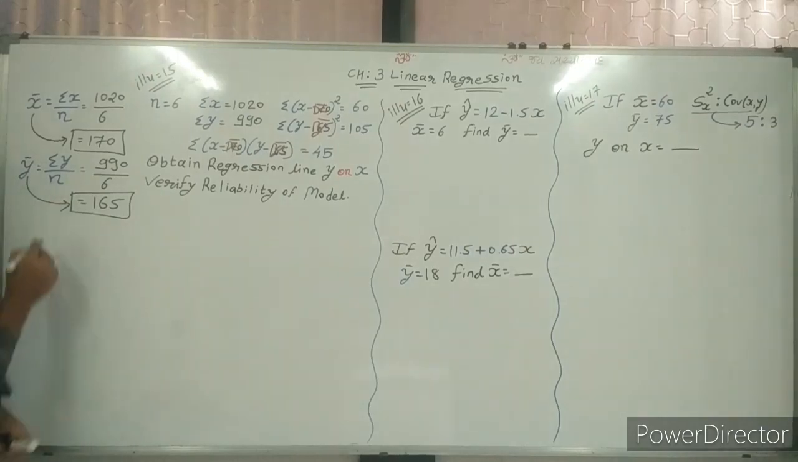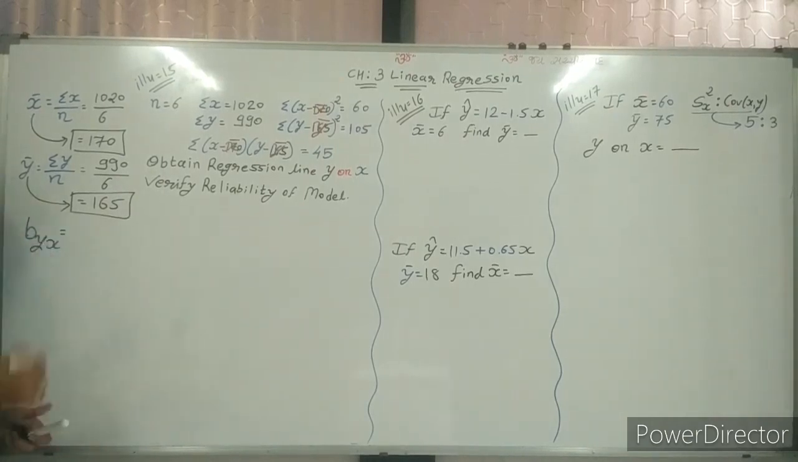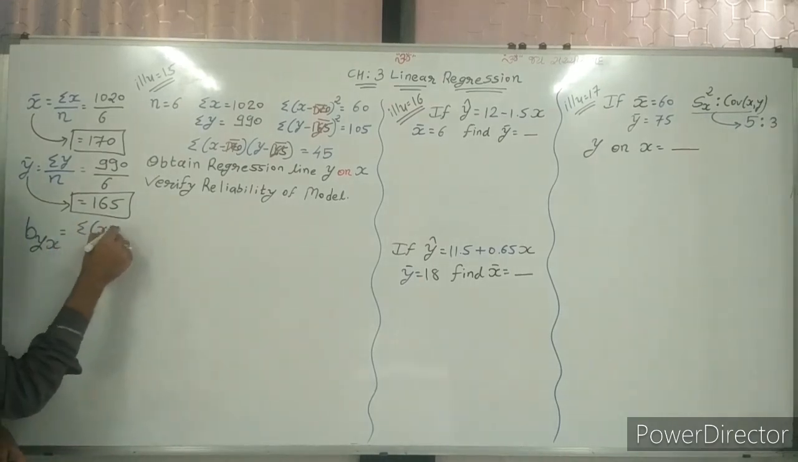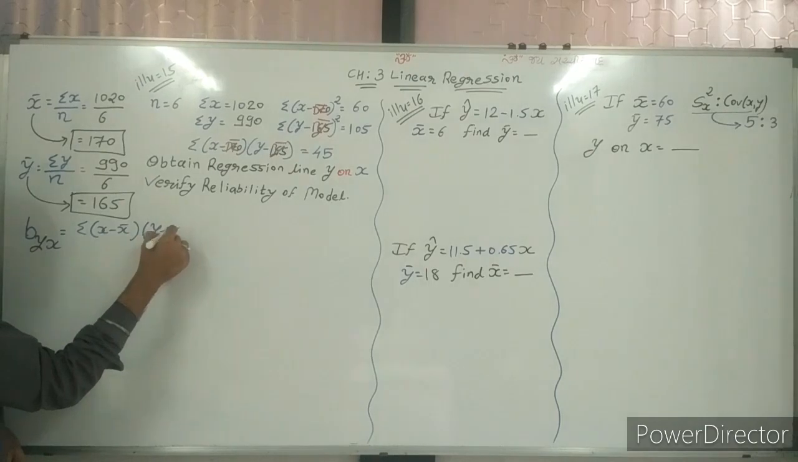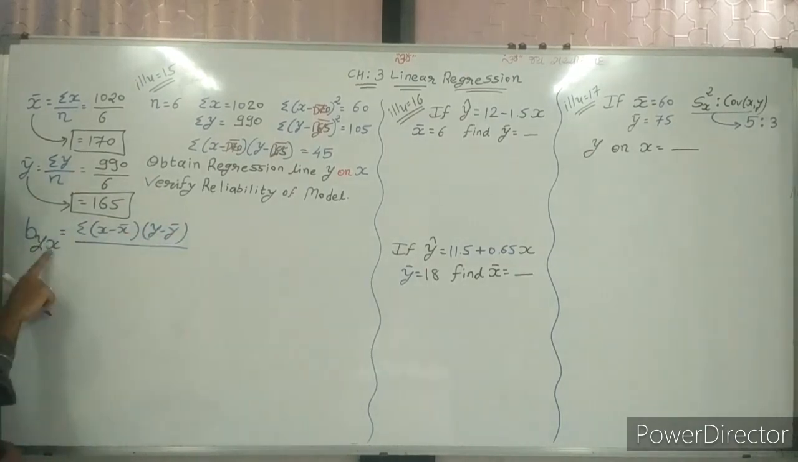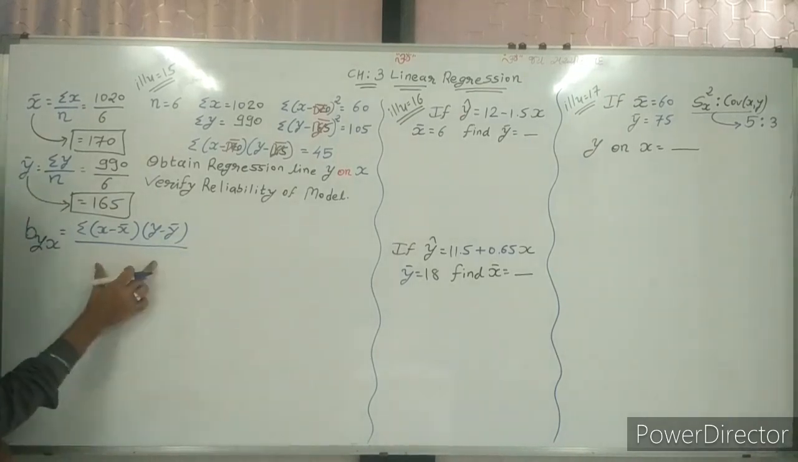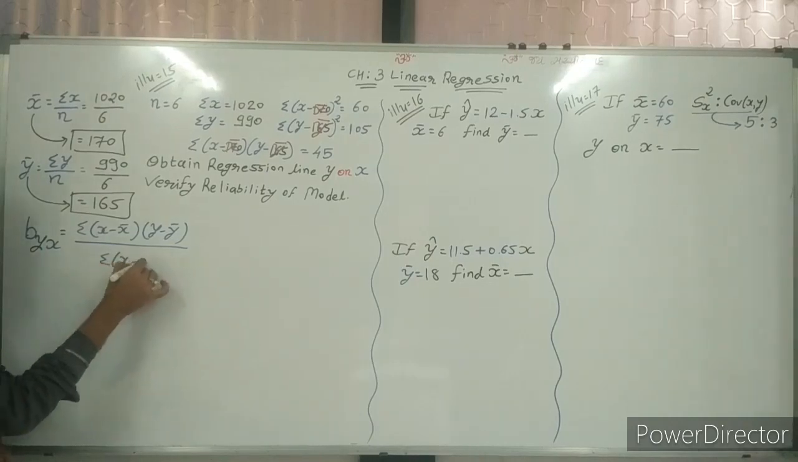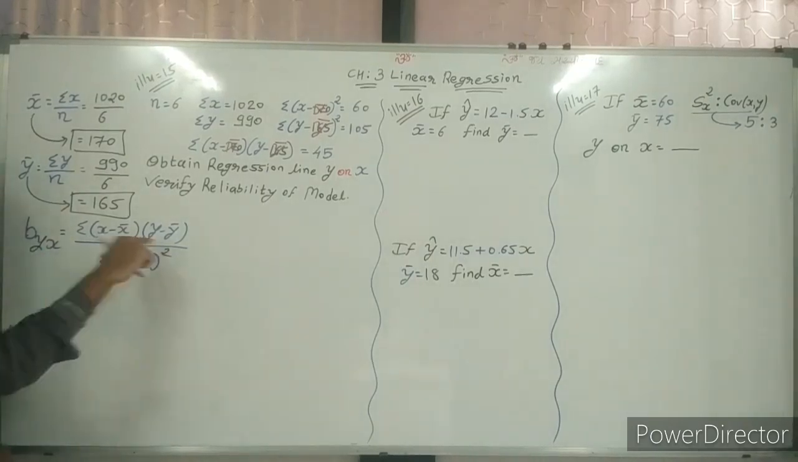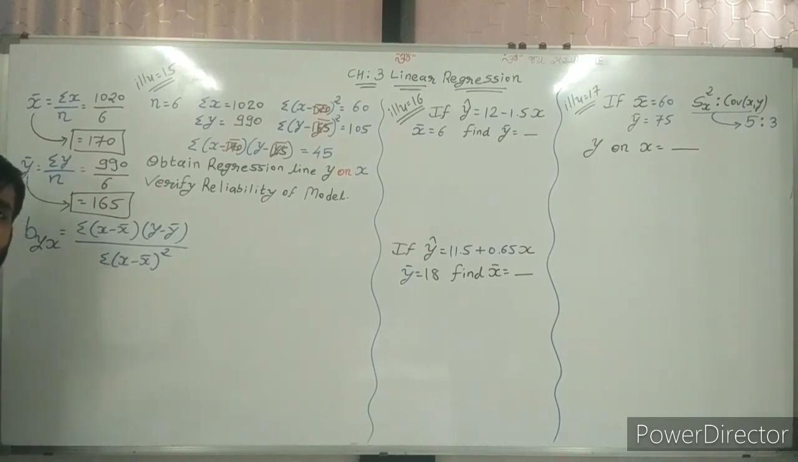So first of all I am finding b, y depend on x. Now which is the formula? The numerator remains the same: sigma x minus x bar into y minus y bar. Upon the base, what is it? Y depend on x means x is the base, so write only the x values: sigma x minus x bar whole square. Don't write the root sign. It is the simplest one. So this is the value of b.